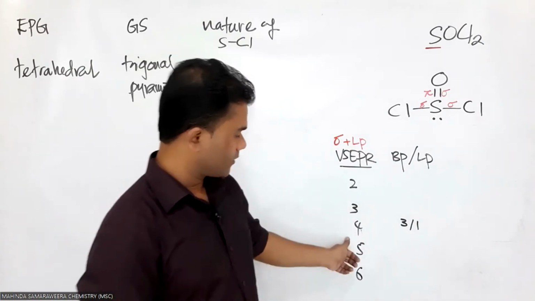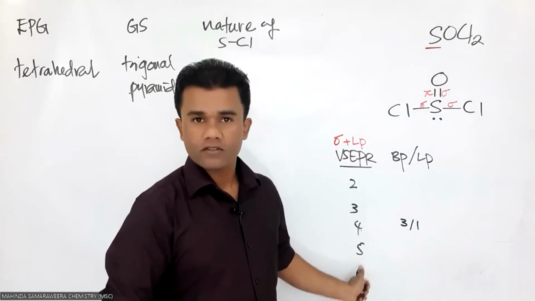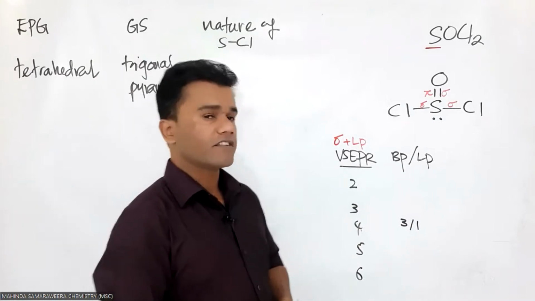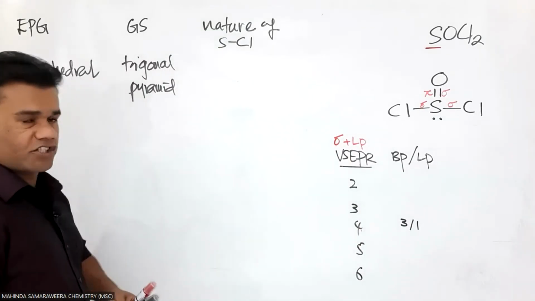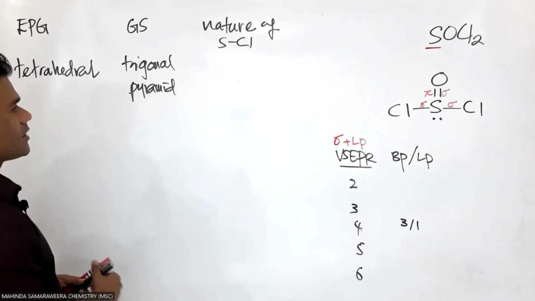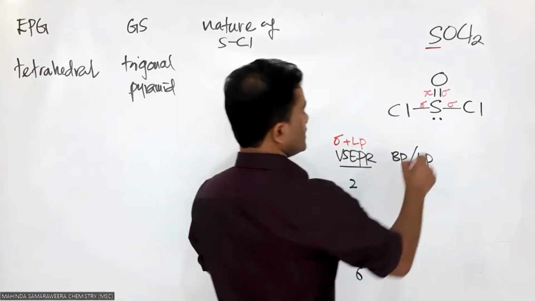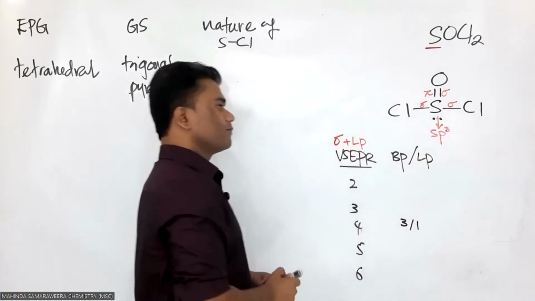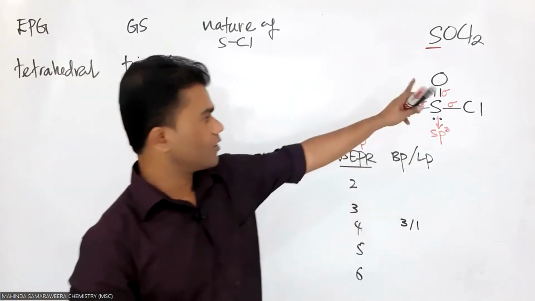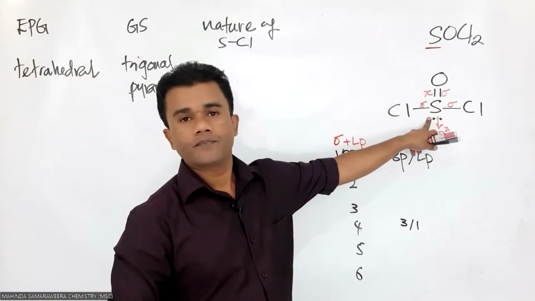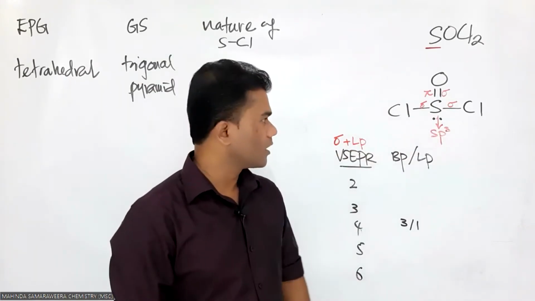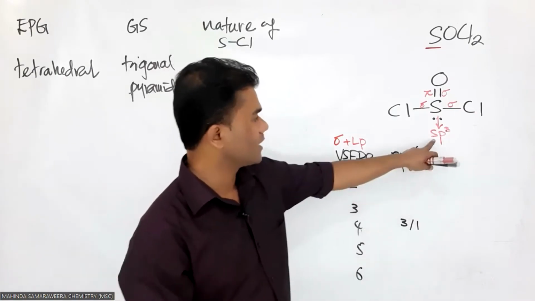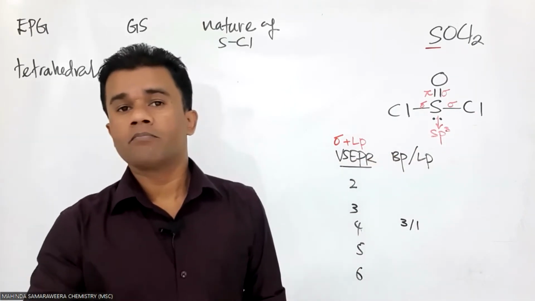But in our syllabus we don't have this. It should be dsp3, d2sp3 like that. Four is our VSEPR count here according to our question. Four means it should be sp3. Then sulfur is sp3 hybridized. Therefore, in the formation of this S-Cl bond, the type of orbital of S involved in the formation of the bond is the sp3 hybrid orbital.